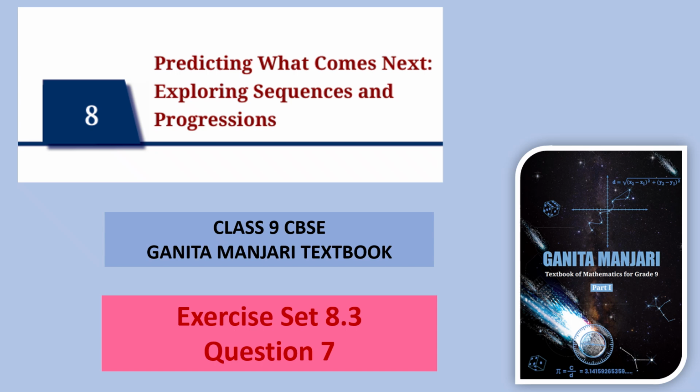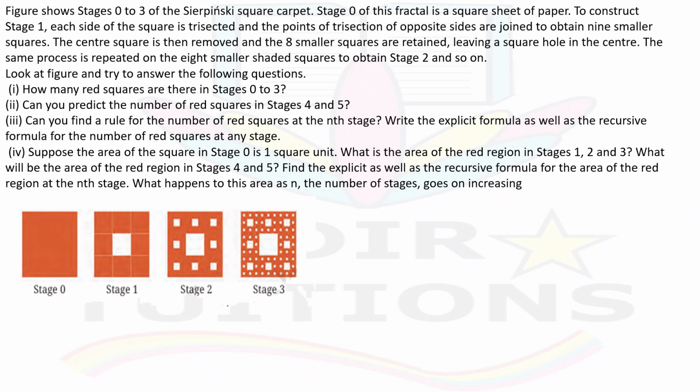Hello everyone, in this video we are going to see the solution of question number 7 from exercise set 8.3, which belongs to class 9 CBSE chapter 8. Let's look into the question. The figure shows stage 0 to 3 of Sierpiński square carpet.